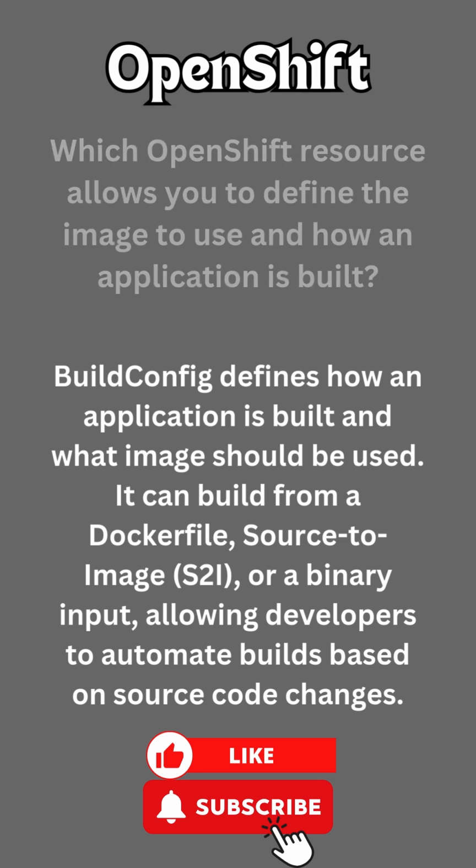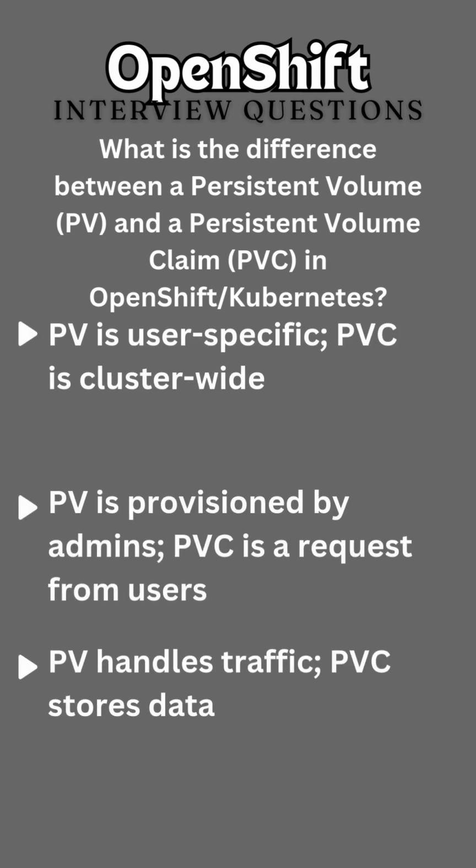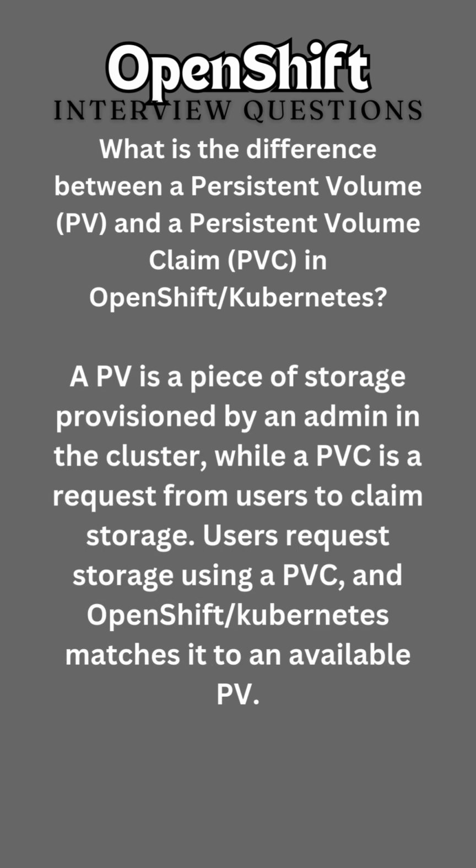based on source code. What is the difference between a persistent volume (PV) and a persistent volume claim (PVC) in OpenShift/Kubernetes? A PV is a piece of storage provisioned by an admin in the cluster, while a PVC is a request from users to claim storage.